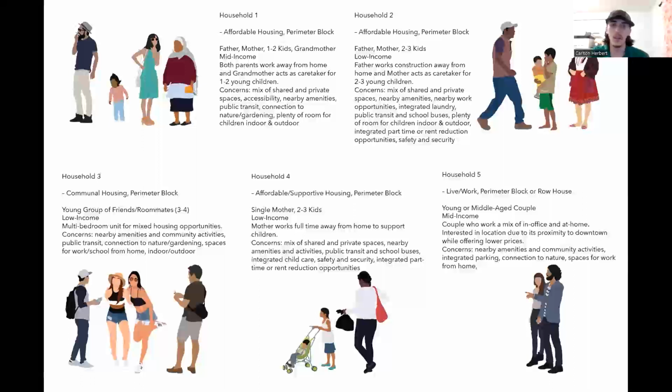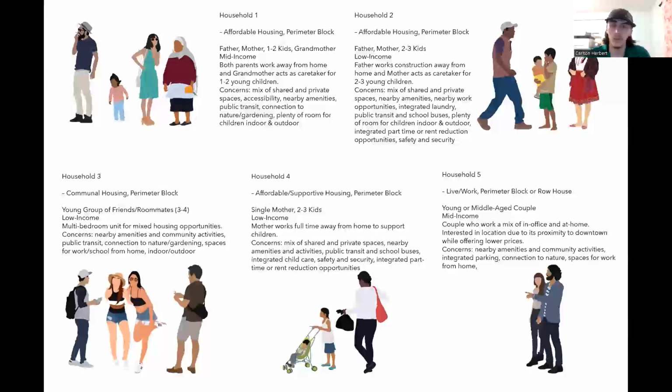I think the majority of them would do well with an affordable or supportive housing setup, and the perimeter block setup, or maybe mixed in with some row houses as well. But for the most part, we're probably working with low income and mid income households. The first one, I've got father, mother, 1 to 2 kids, and a grandmother that lives with them as well. There are lots of concerns I have listed for each of the various households. Some of those being the mix of shared and private spaces, accessibility, and indoor and outdoor space, and any households with children will have different concerns in that regard.